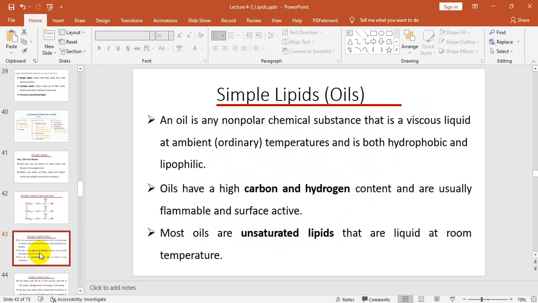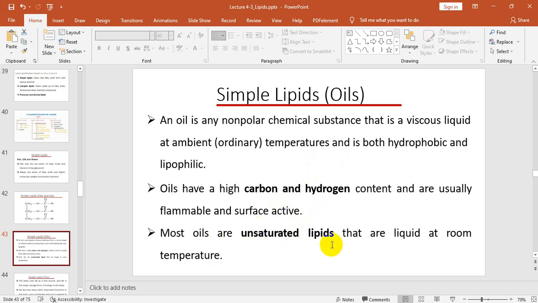Okay, simple lipids. An oil is any non-polar chemical substance that is a viscous liquid at ambient temperature, and is both hydrophobic and lipophilic. Oils have a high carbon and hydrogen content and are usually flammable and surface active. That's why oil is flammable, that's why we can put oil in a lamp. Those of you who didn't meet those local lamps that we use in the villages, you people are technology children. We put oil inside and it will burn throughout the night.